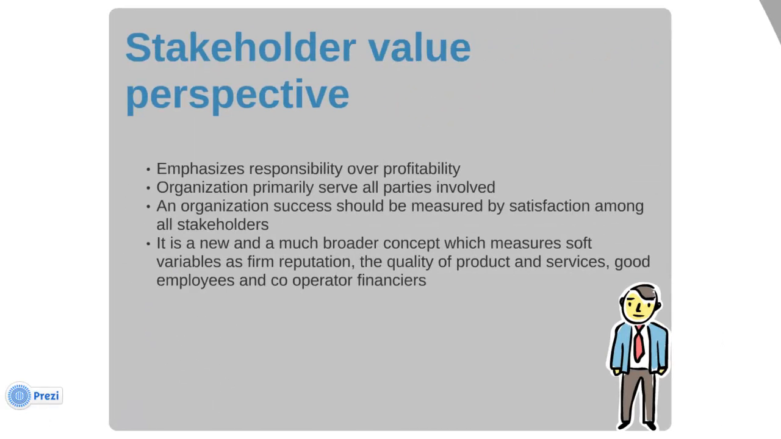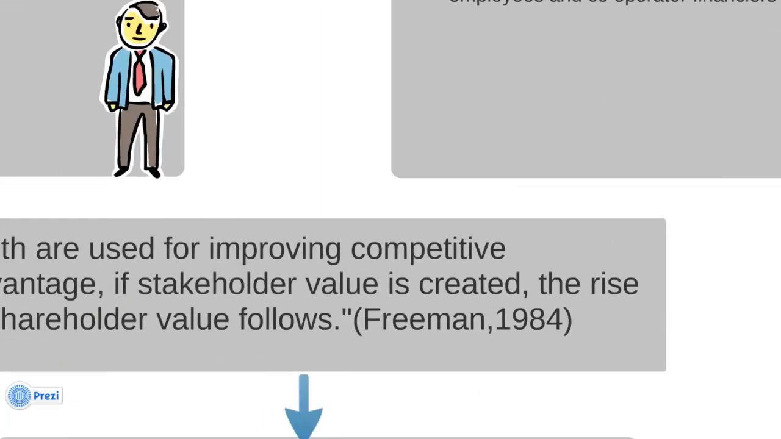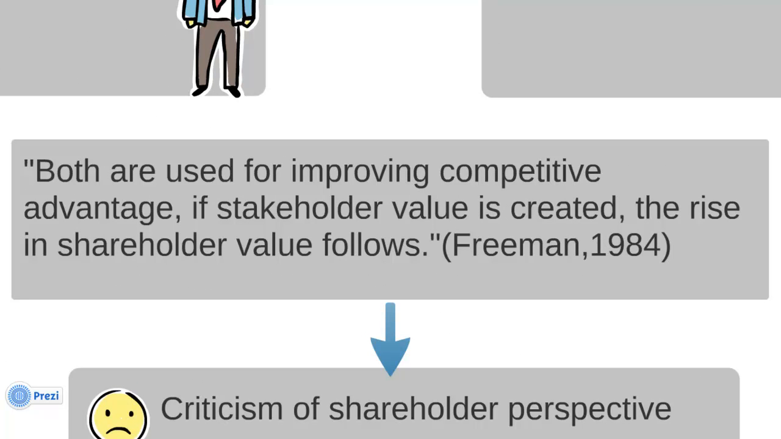The stakeholder perspective always emphasizes responsibility over profitability. Here the organizations are primarily serving all parties involved, whether they are shareholders, stakeholders, customers, suppliers, each and every one. An organization's success should be measured by satisfaction among all stakeholders. It is a much broader concept and it measures soft variables like the firm's reputation, quality of products and services, good employees and cooperative financiers, and this in a way is the best measure to generate profit for the organization. And both methods are used for generating competitive advantage.